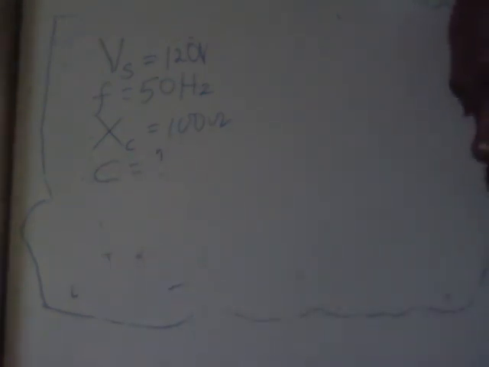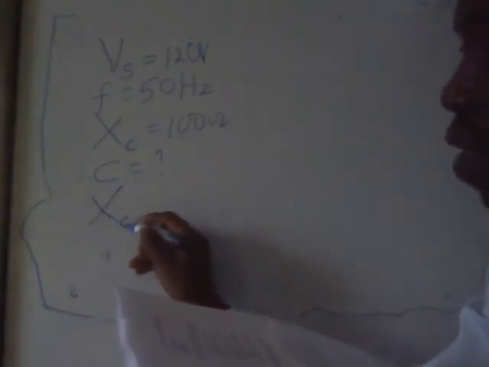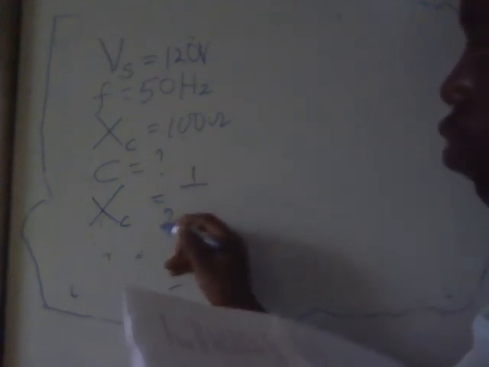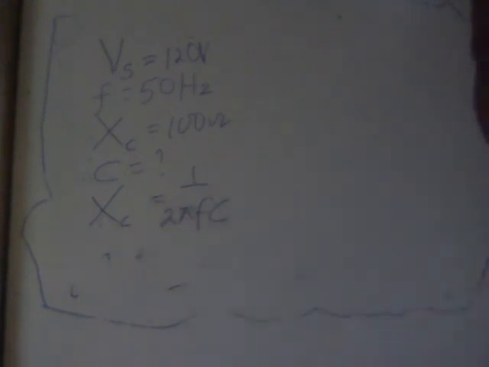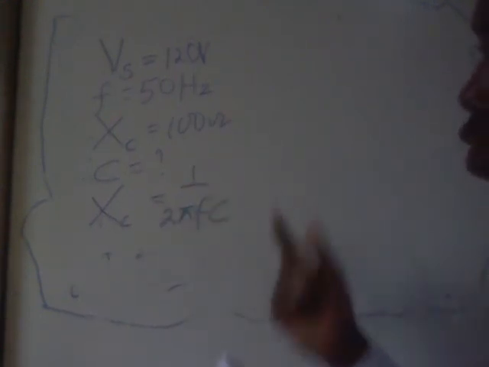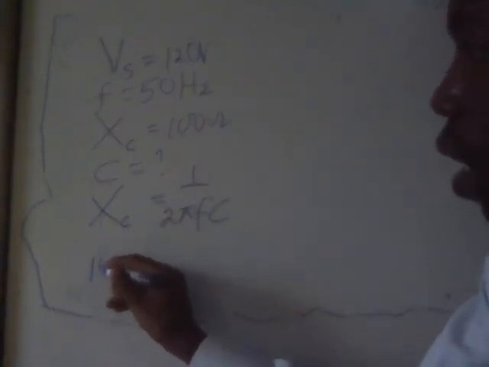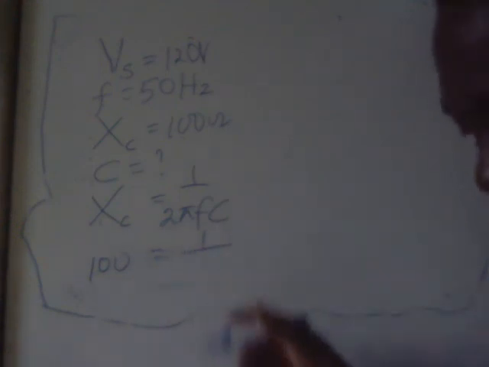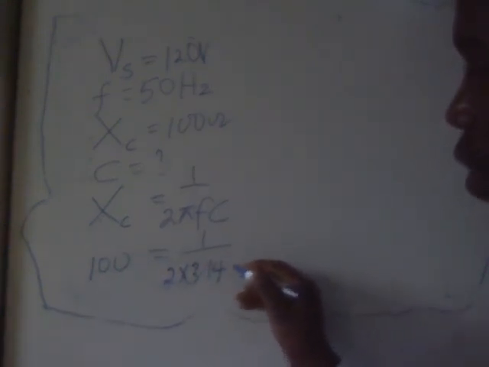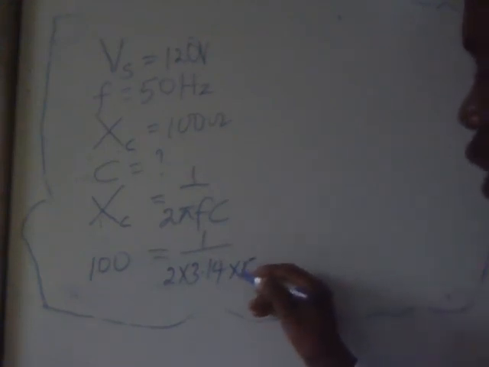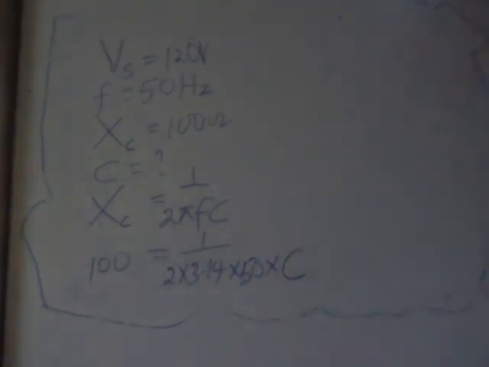So which formula is this? The formula for capacitive reactance, X subscript C, is equal to 1 over 2 pi FC. That is the formula for capacitive reactance. So from here we just substitute and get our values. Our XC is 100, so capacitive reactance equals 1 over 2 times pi, taking pi as 3.14, times the frequency 50, times C.